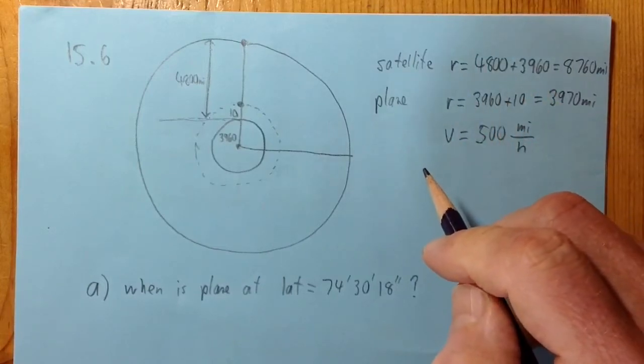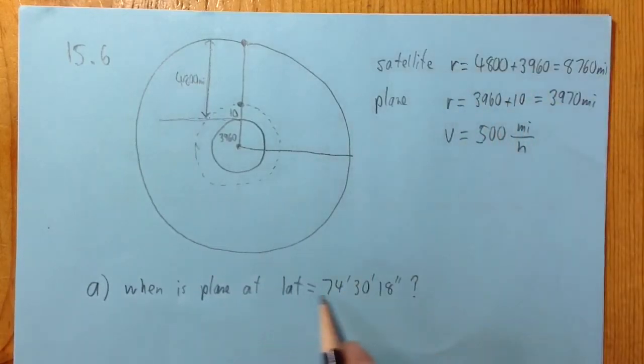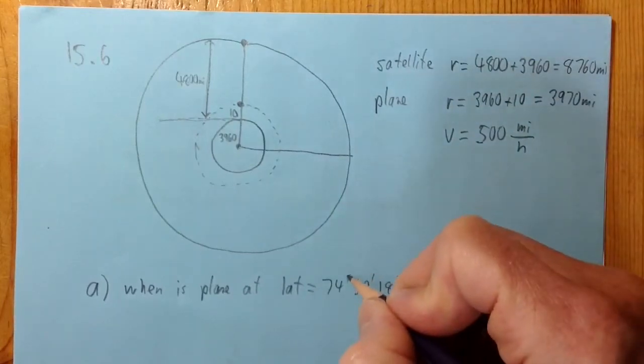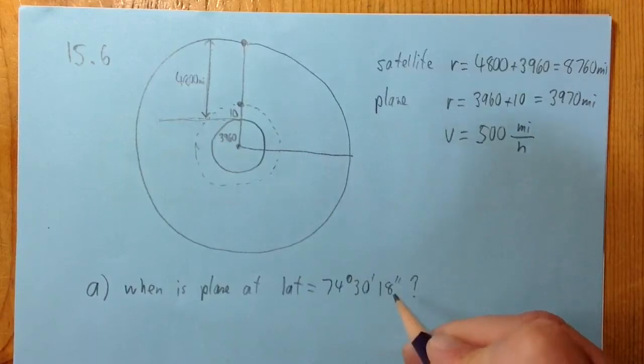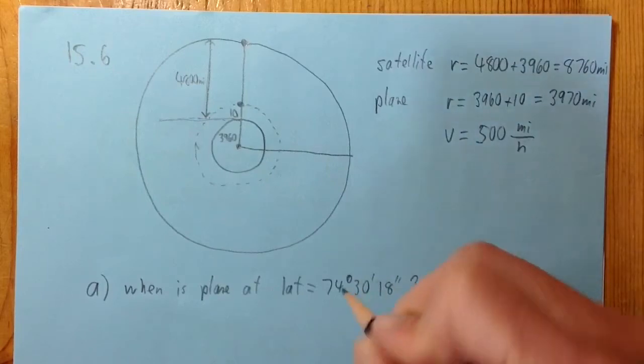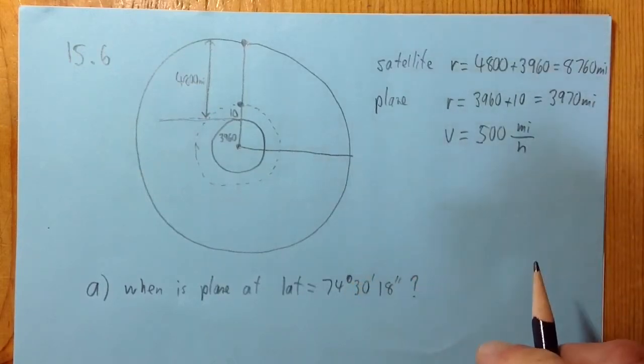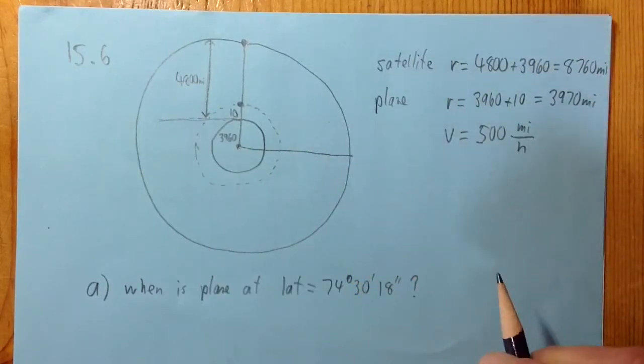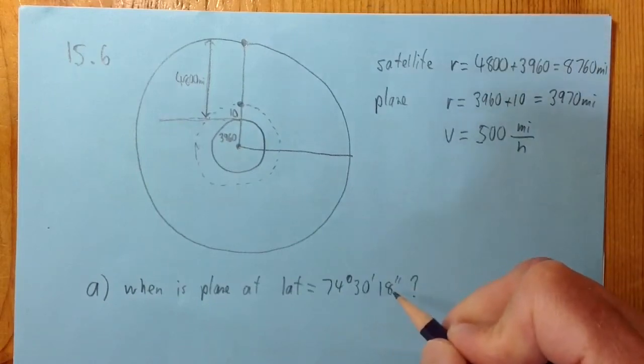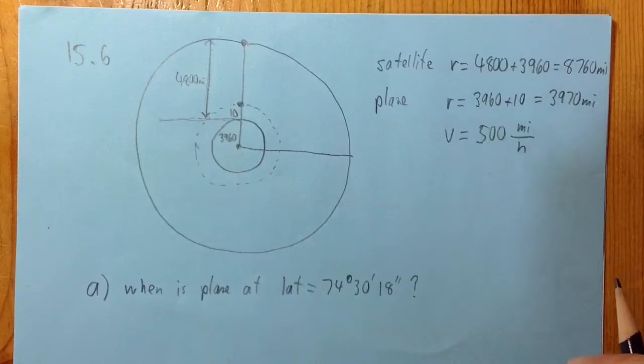And they want us to know, first question is, when is the plane at a latitude of 74 degrees, 30 minutes, 18 seconds. And they still do use latitude in degrees, minutes and seconds, like we learned about in problem 15.1, so it makes sense they'd ask us this. So we want to know that.